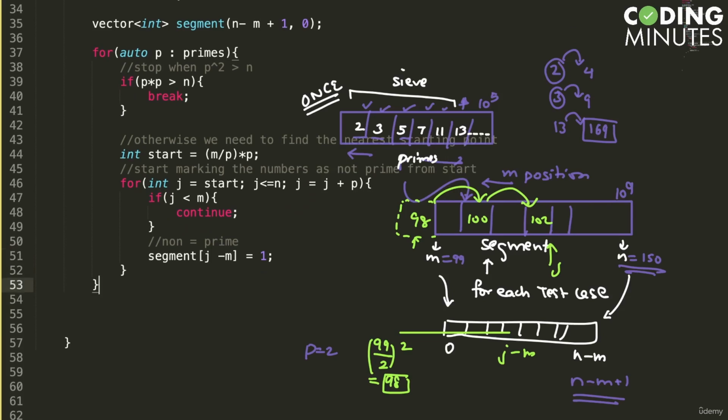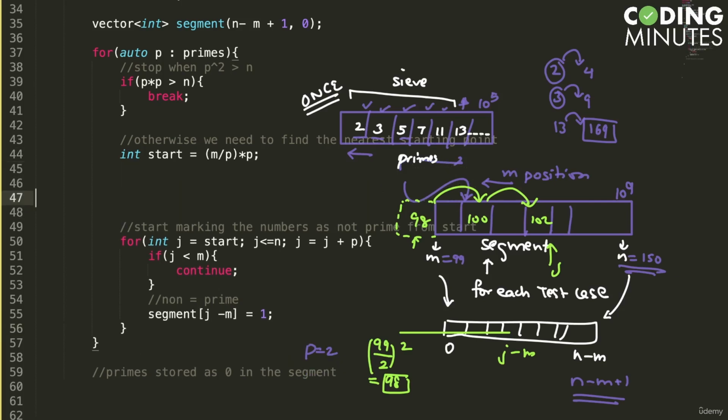So once we are done, after this for loop, we will have all the primes stored as 0 in the segment array. That means they will remain unmarked, okay. So we'll find out those primes, but there is one special case that we have to handle, okay.